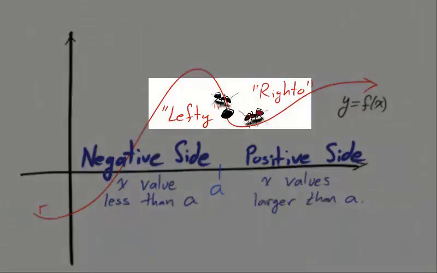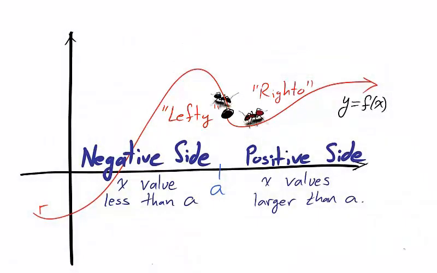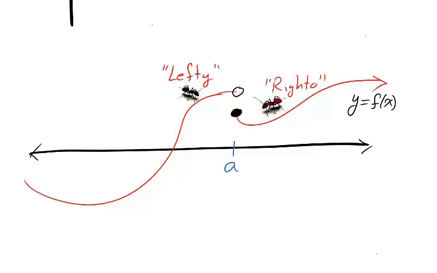I'll refer to the negative ant as lefty, and the positive ant as righto. If the ants meet when they approach x equals a, then we say the limit exists. And if the ants fail to meet, then the limit does not exist. For this graph, lefty and righto meet, so the limit exists. If we break the graph, we obtain a function where lefty and righto do not meet, so the limit does not exist.